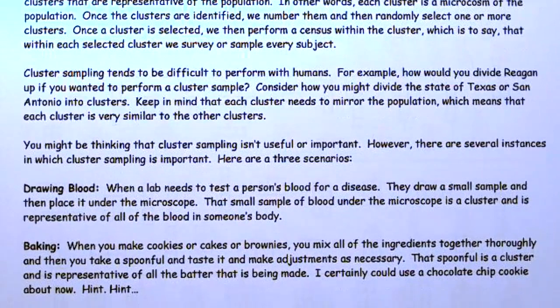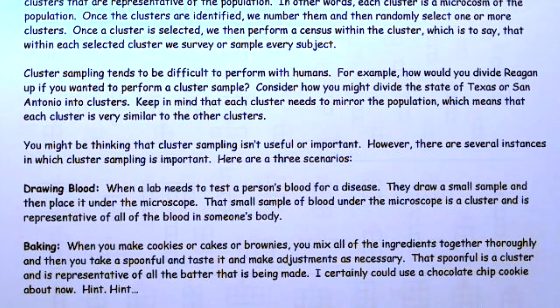Unfortunately, it tends to be difficult for humans. If we consider just the practical side of our high school, it'd be pretty difficult to do that. So think about Texas or San Antonio. How would you divide San Antonio into clusters that looked alike? You go, well, maybe I'll do it by zip code. But do you think 78258 looks like something on the south side? Or do you think the Alamo Heights area looks like this, et cetera? So it's kind of difficult.